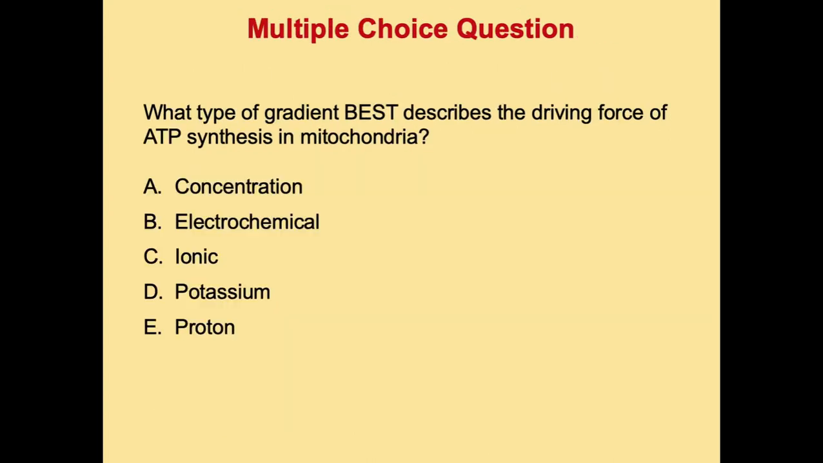So here we have a multiple choice question, and again I'll read this out. What type of gradient best describes the driving force of ATP synthesis in mitochondria? And you'll notice in here the key words are "best describes". Is it a concentration gradient? Is it an electrochemical gradient? Is it an ionic gradient? Is it a potassium gradient? Or is it a proton gradient? I'll give you a second just to pause the video before I reveal the answer.